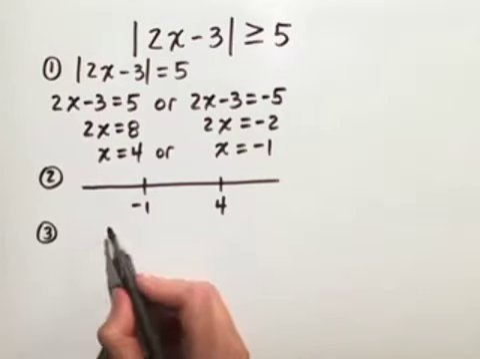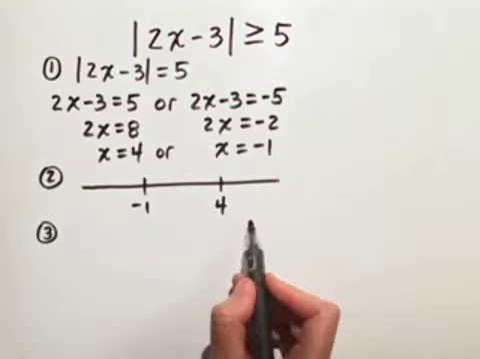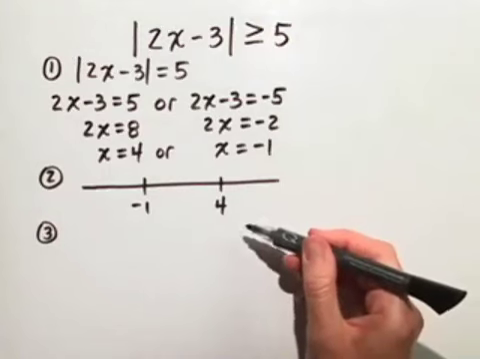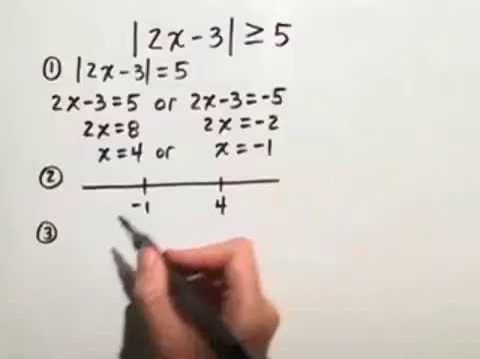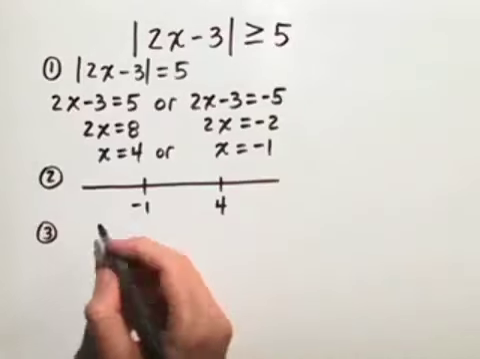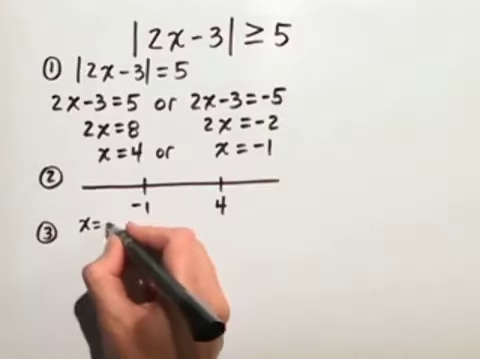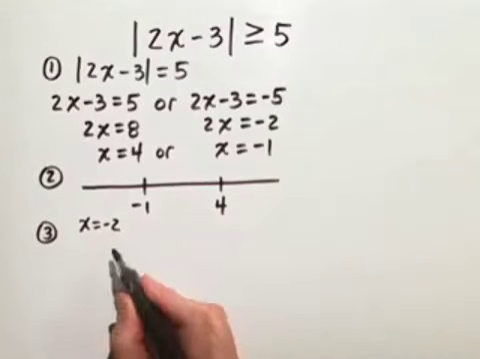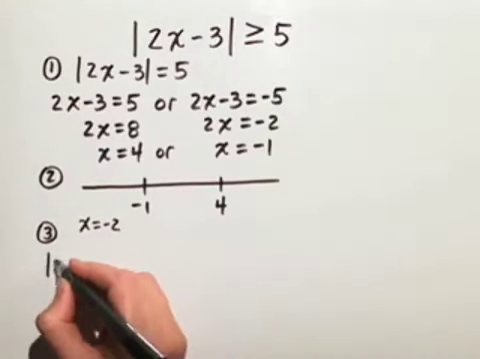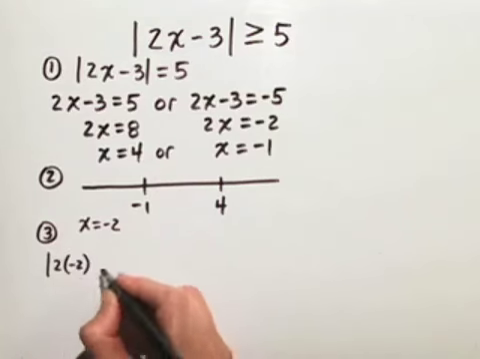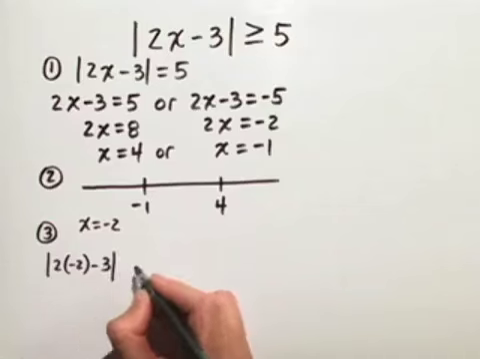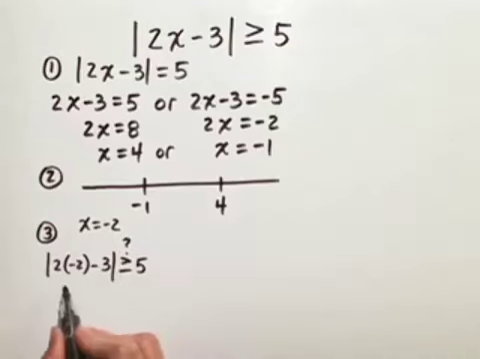Let's choose a test point in each of these three different intervals and see whether it makes our original inequality true or false. Let's start with the number to the left of negative 1. Let's say x equals negative 2, and we'll substitute that into our original inequality. Is the absolute value of 2 times negative 2 minus 3 greater than or equal to 5? Well, let's check.